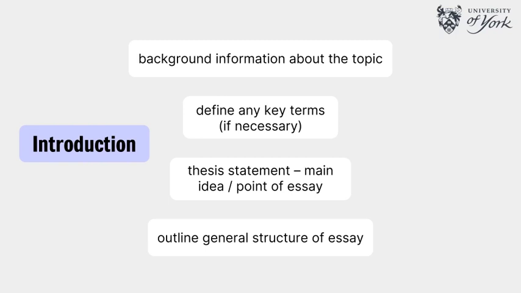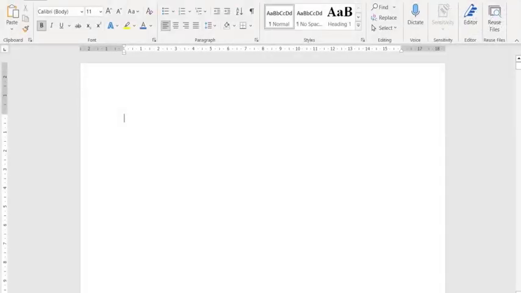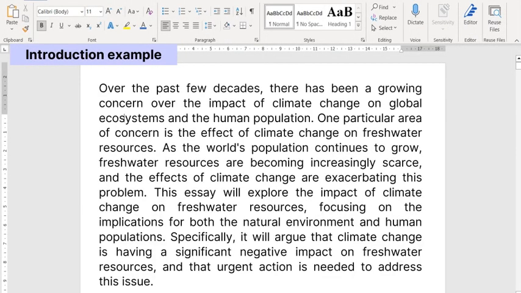Remember, throughout the introduction, you want to write clearly and catch the reader's interest. Don't forget to keep in mind that the length of an introduction should be about 10% of the total word count. So if you're writing a 2,500 word essay, it should be roughly 250 words. Here is an example of a good introduction. Again, feel free to pause the video and have a read.